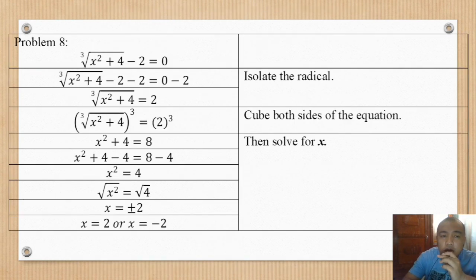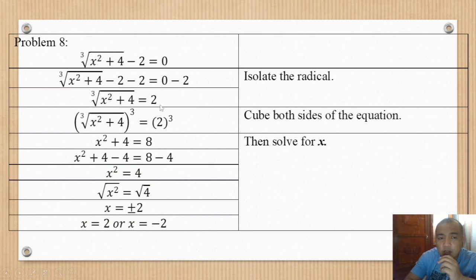Problem number 8: the cube root of (x² + 4) − 2 = 0. The −2 is not included in the radical, and it involves a cube root. So, first, we're going to transpose −2 to the right side, so it becomes positive 2. The cube root of (x² + 4) = 2.